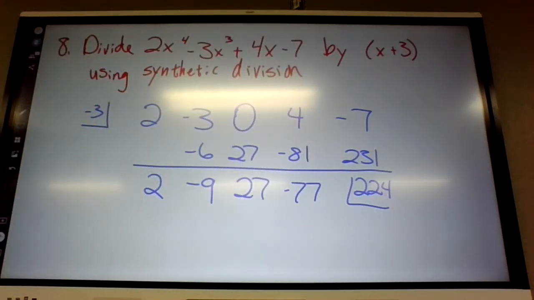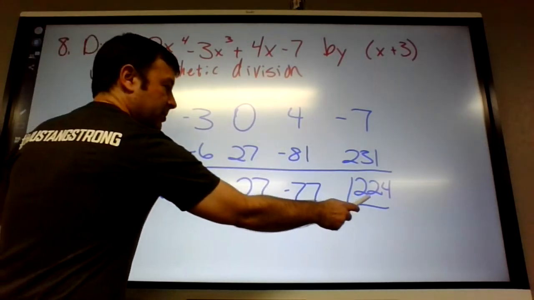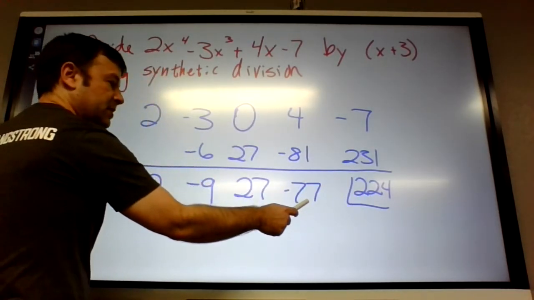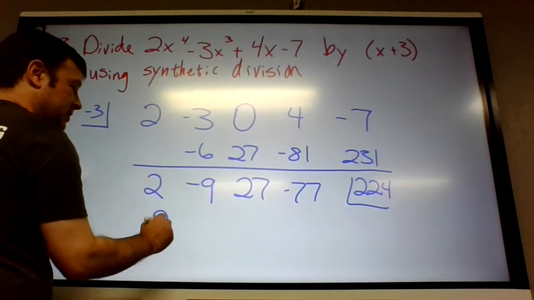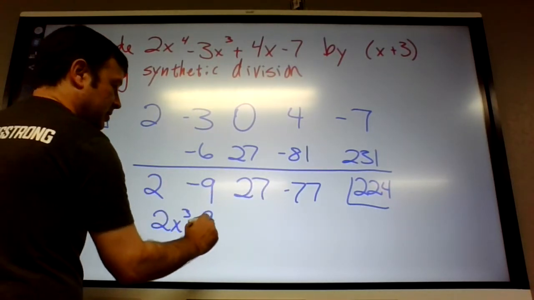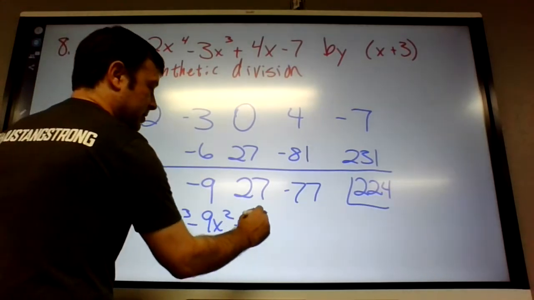Okay, the answer. This is the remainder, the last thing. This is the constant, this is the x term, x squared, x cubed. So the answer is 2x cubed minus 9x squared.